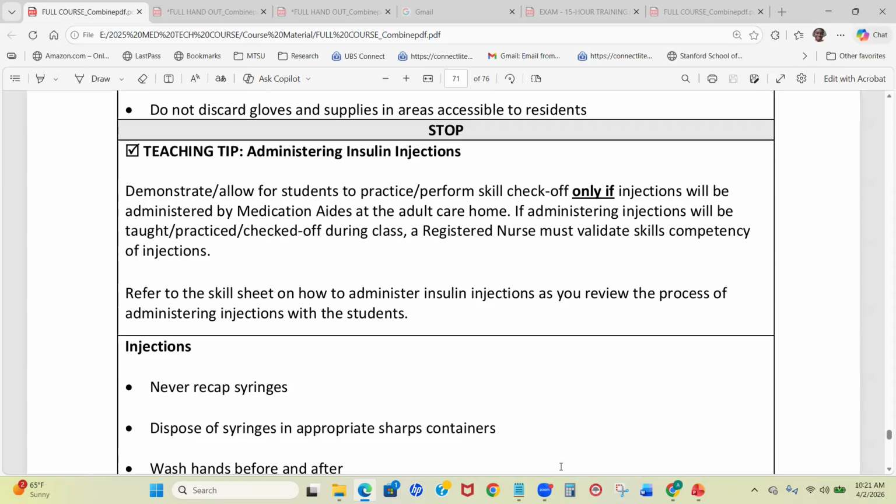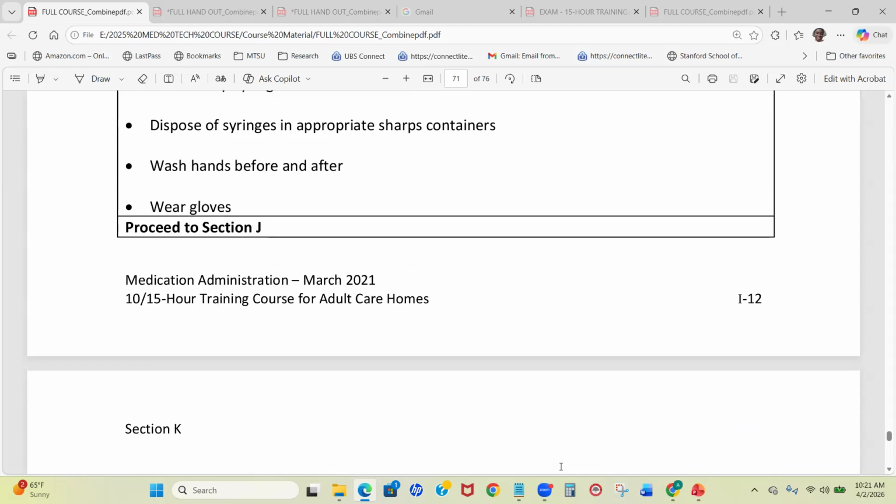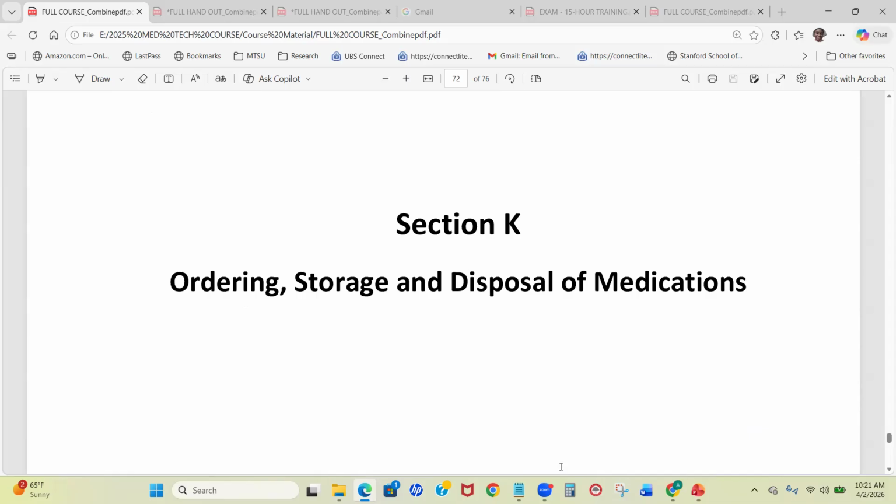either in the abdomen or through the arm area. You get something fatty to hold on to and push it in there. So we learned that. Don't recap syringes. Dispose of syringes in the sharps containers. Wash hands before and after you wear your gloves.